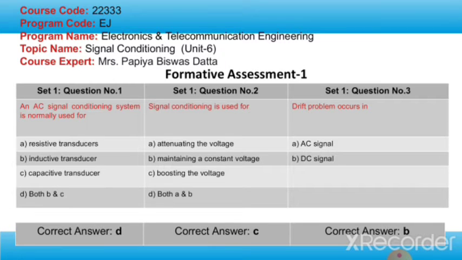Now let's just take a minute and try to answer these questions. An AC signal conditioning system is normally used for what? Signal conditioning is used for what? And drift problem occurs in which type of signal conditioning system?